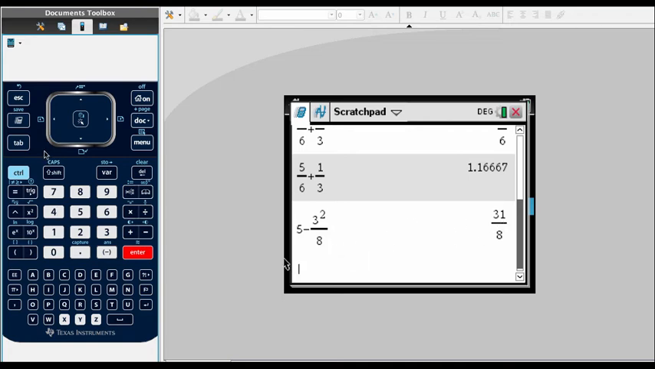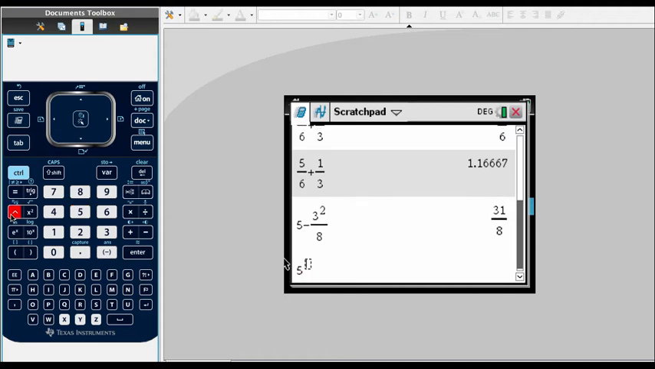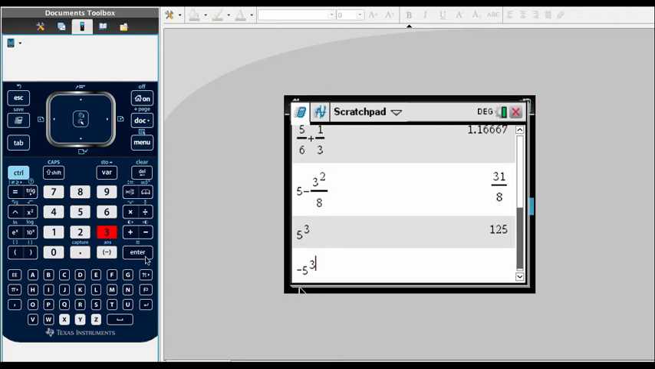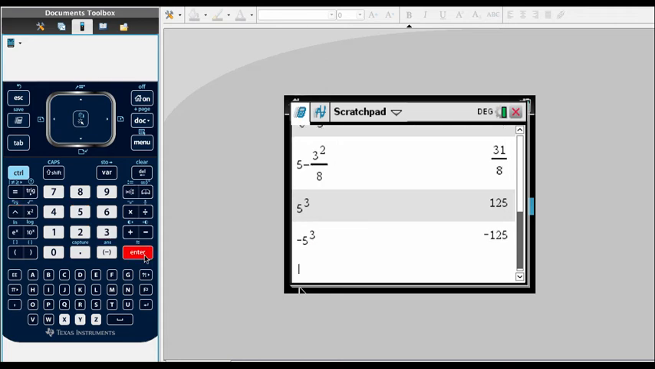Now let's specifically talk about exponents. So what happens when, let's say I want to do 5 to the 3rd power. I'm going to type 5, and then I'm going to use this button, which is called the caret, and it's going to give me an exponent key, 5 to the 3rd power, and press Enter. It's 125. Okay, 5 to the 3rd means 5 times 5 times 5. Now let's see what negative 5 to the 3rd power is. It's negative 125.